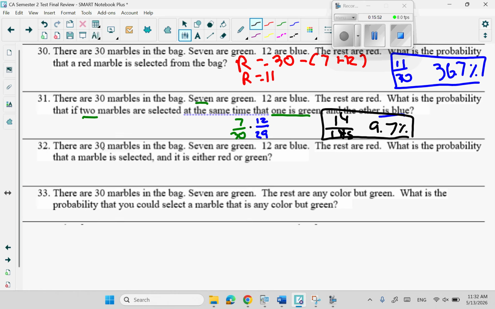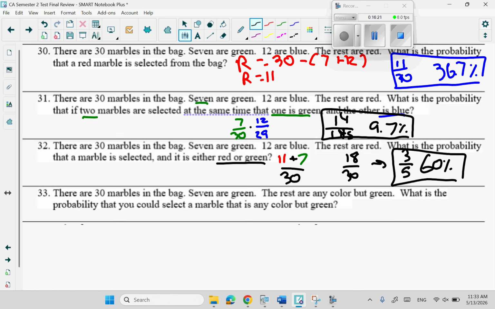There are 30 marbles in the bag. 7 are green, 12 are blue, rest are red, so same bag as earlier. What's the probability that it's selected? It is either red or green, so I'm only selecting one marble. Well, 11 of them are red, and 7 of them are green. Technically, I don't care which I get, so I can actually add those numbers together. Let's get 18 out of 30, which simplifies down to 3/5, or 60%.